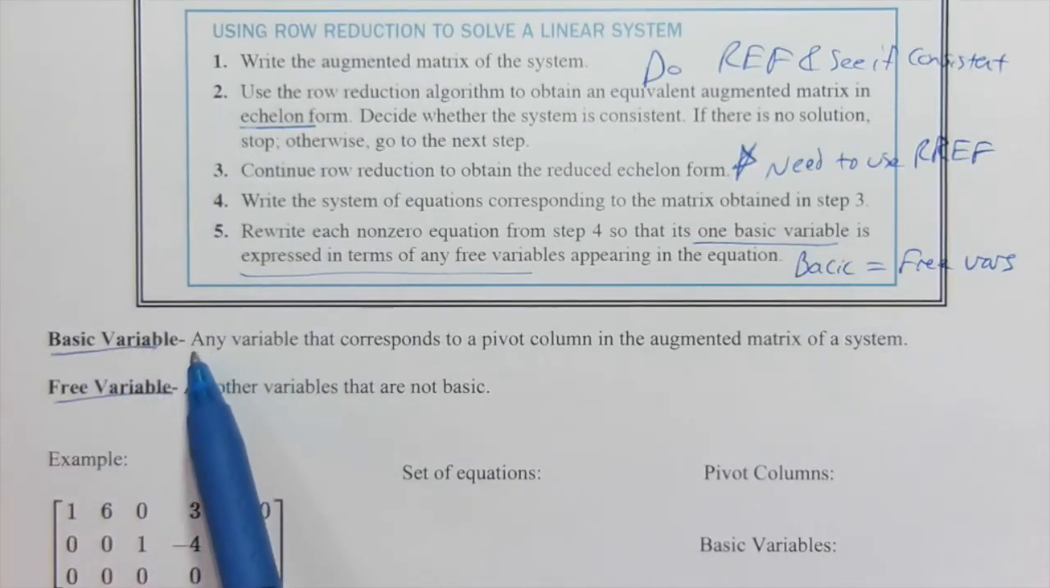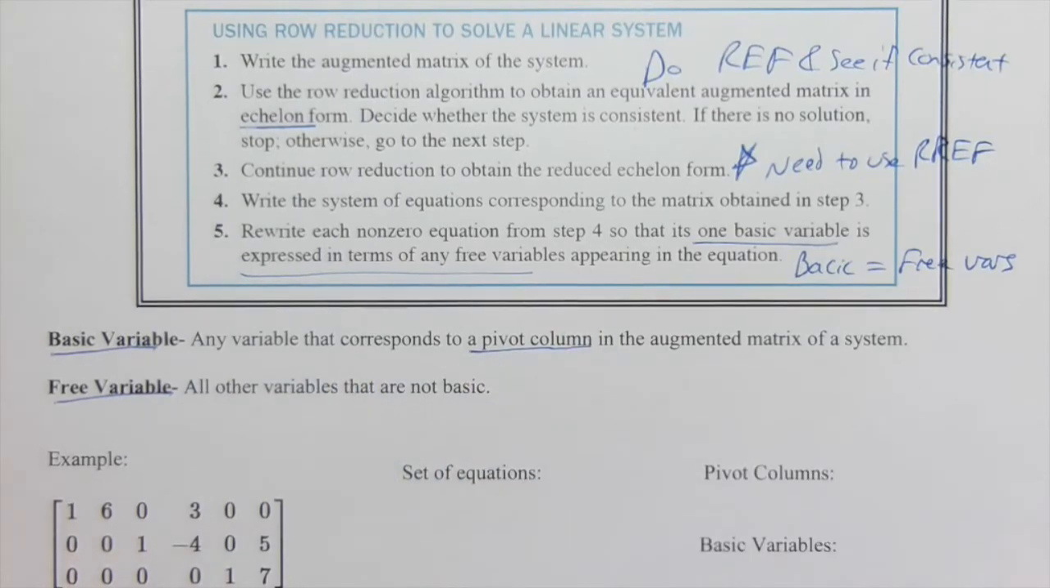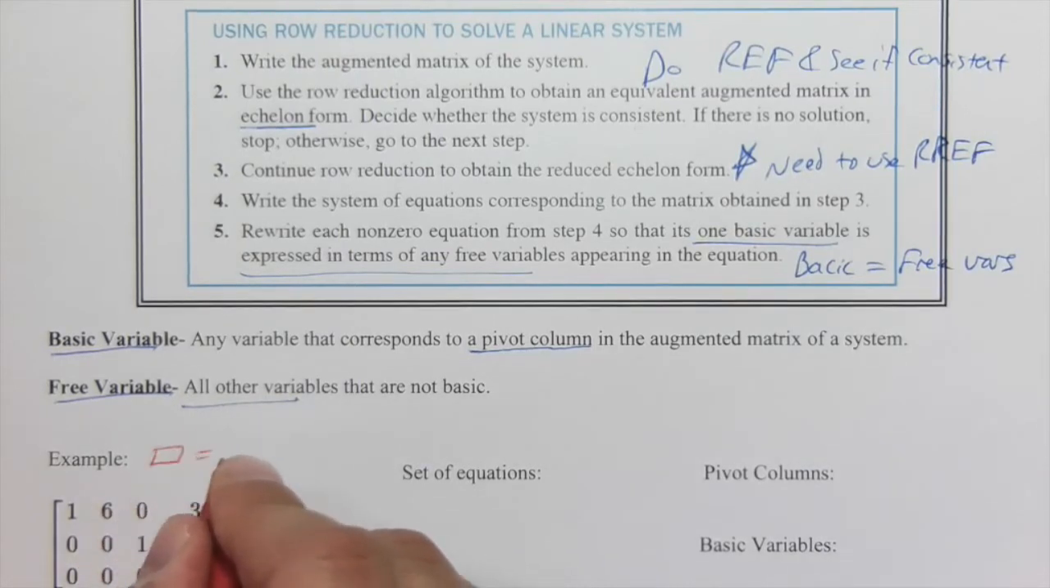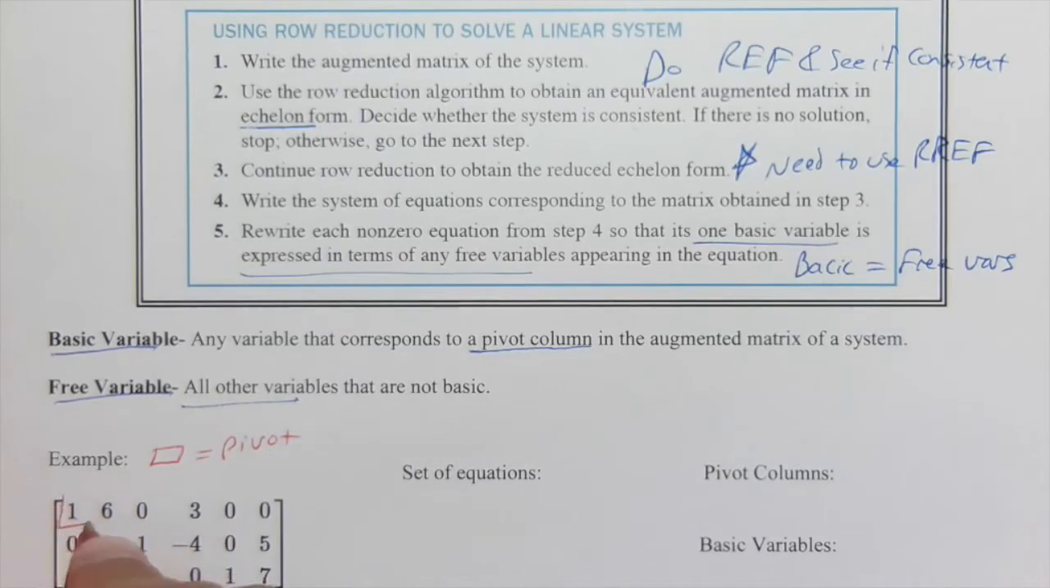A basic variable is any variable that corresponds to a pivot column. So if something has a pivot in it, we say that that's a basic variable. All the other variables that are not in a pivot column are free variables. All right, so we've got an example matrix right here. I'm going to go ahead and box in the pivots. So a box is going to be our pivot entries. We know the pivot starts in the upper left-hand corner right there. And then we go down and right to get the next one, down and right to get the next one. So this one has 3 pivots, right?